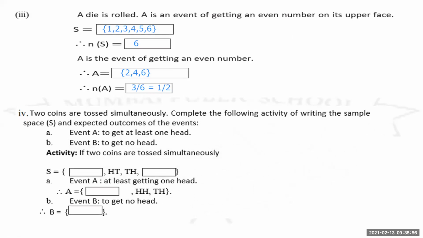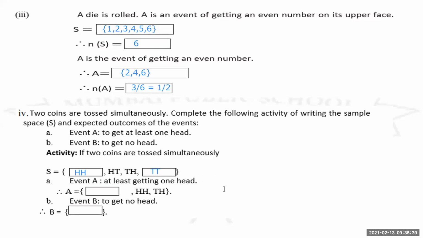Now check the next question. 2 coins are tossed simultaneously. Complete the following activity of writing the sample space and expected outcomes of the events. Now check here. The 2 events are already given. Whichever are missing, you will write that. Understand? So here HH, heads, is missing, and at the end this tails, which is missing.